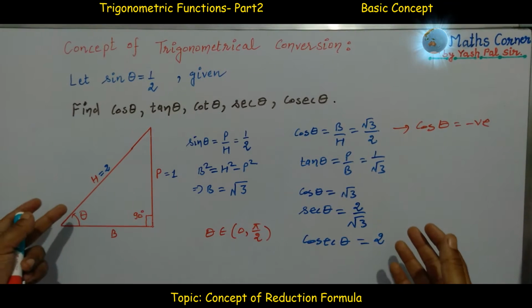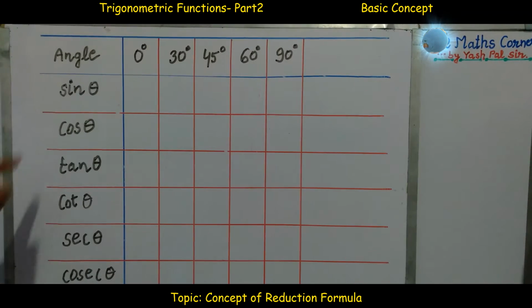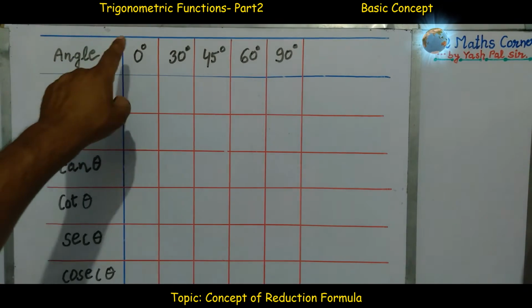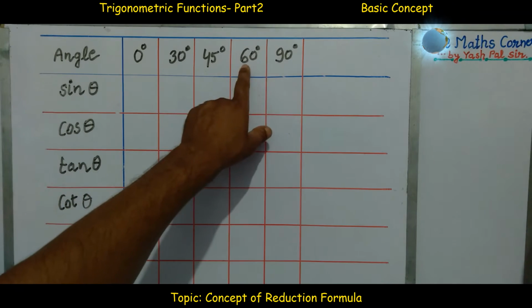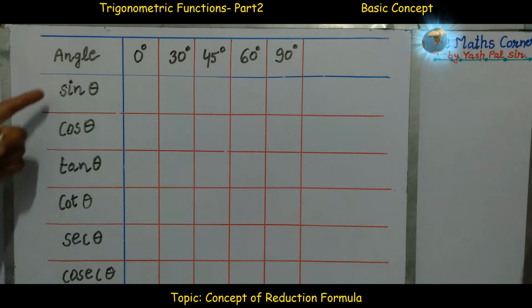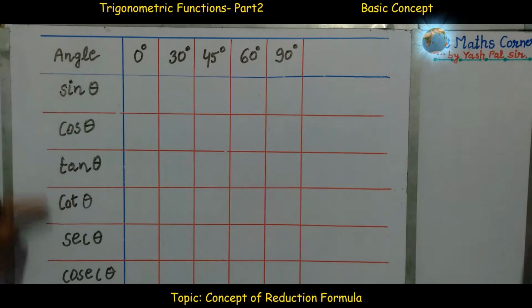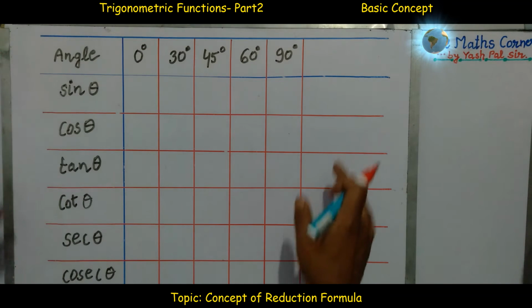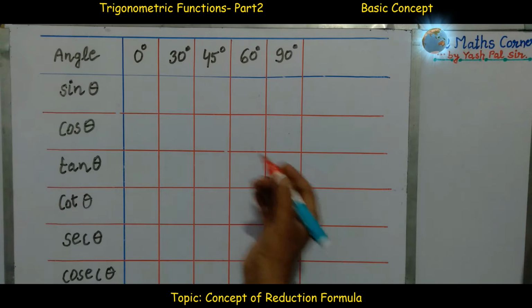Again let us construct the table having the trigonometric ratios, the values this way. In the first row of the table we have angles 0-degree, 30-degree, 45-degree, 60-degree, 90-degree. And in the first column, sine theta, cos theta, tangent theta, cotangent theta, secant theta and cosecant theta, these are the trigonometric ratios. So how to construct the table, the tricky method you also know. I'm going to repeat this one.